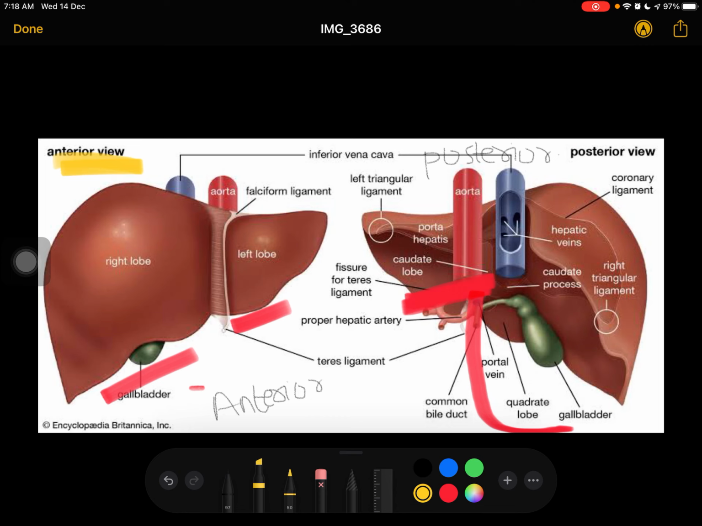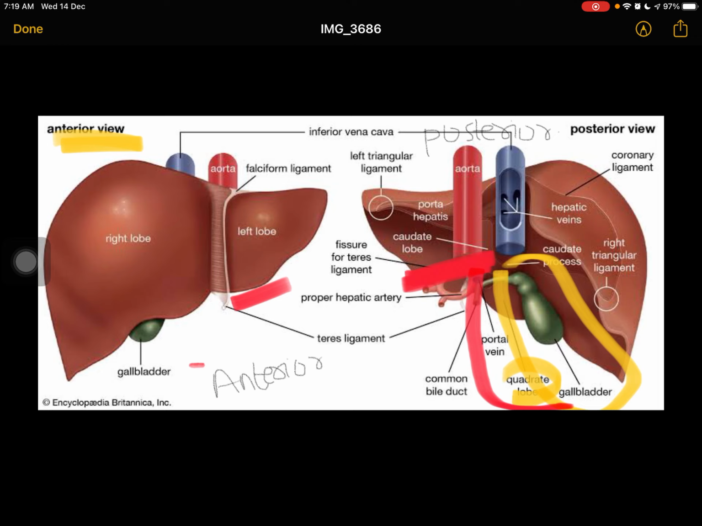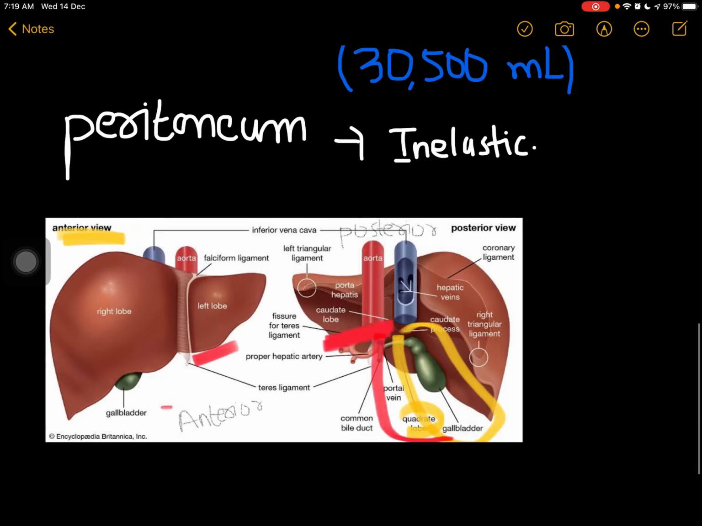So you can see over here, this is the caudate lobe and here gallbladder is attached to the quadrate lobe, right? And this is the gallbladder. As you can see, it is present on the posterior side. And if someone asks you to which lobe the gallbladder is attached, according to this diagram you will say that it is attached to right lobe, but that's wrong. At the posterior side, it is attached to quadrate lobe, so the quadrate lobe will be the right answer, right? So I hope it's clear to you.